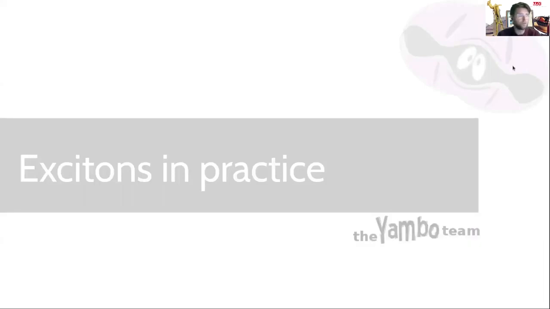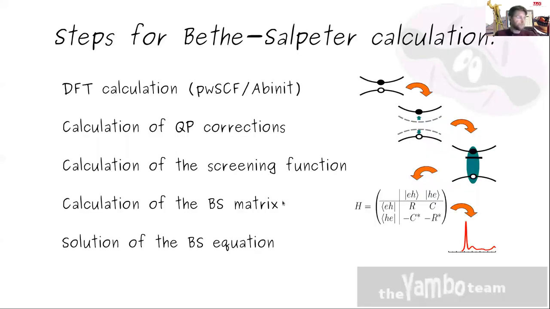Welcome. The goal of this video lecture is to guide you to the calculation of optical properties of a material via the Yambo code, also including excitonic effects. The title of the lecture is Excitons in Practice.